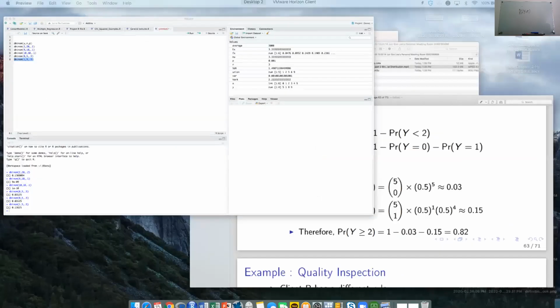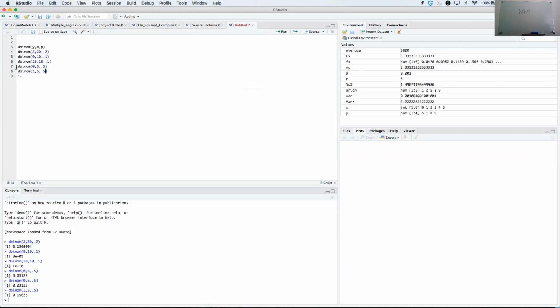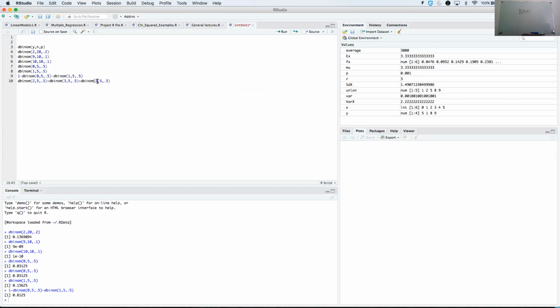So that would be just 1 minus the summation of this, which is the final answer, 81.25%. And using the previous concept, this is equal to 2 plus 3 plus 4 plus 5, okay? It's got to be the same. As you can see, those are the same, because the summation of probability is always equal to 1, okay?